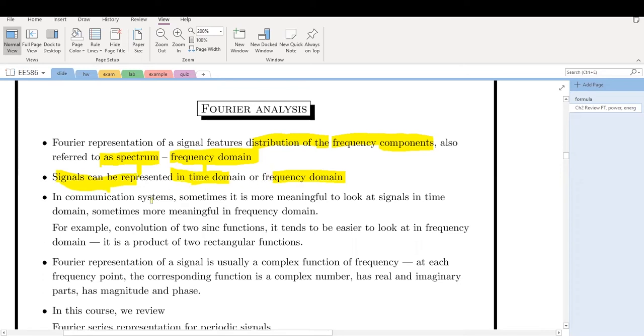In communication systems, sometimes it's very convenient and meaningful to look at signals in the time domain, and sometimes it's more meaningful to look at signals in the frequency domain. It depends on the situation. Let's look at an example here. If I have a system, I draw it here.